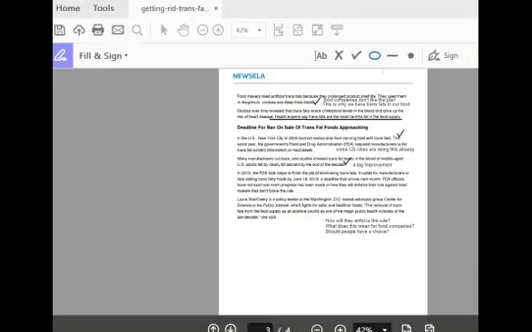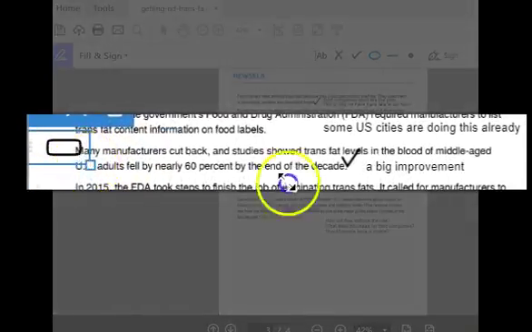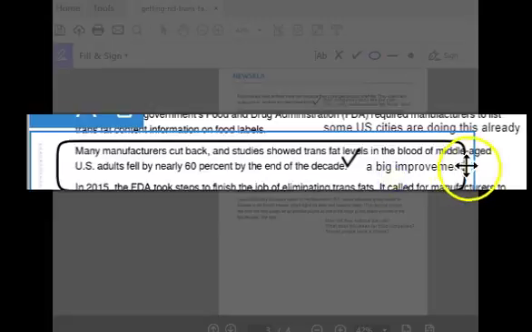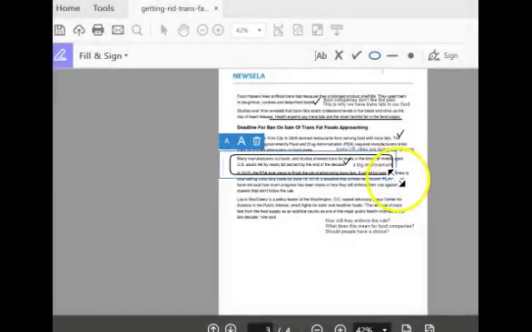Also, don't forget that as you read, you're looking for information that you could use to answer essential questions, to participate in a discussion board, or to even write your own essay about this. And I see that there's something here I can really use. "Many manufacturers cut back, and studies have showed trans fat levels in the blood of middle-aged U.S. adults fell nearly 60% by the end of the decade." That's huge. So I want to make sure that I have that circled or highlighted, your choice.